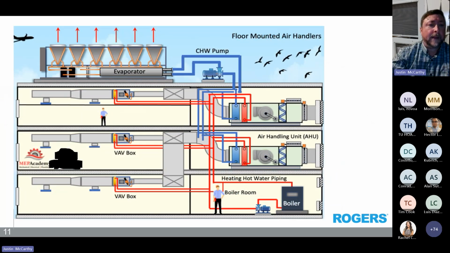So right there we have a comfort cooled system. You have an air cooled chiller hooked up to multiple air handlers on each floor, and these are providing cooling to the cooling coils in those air handlers.